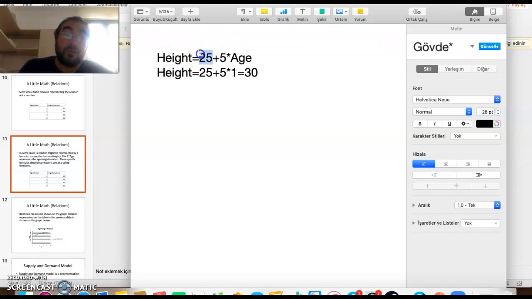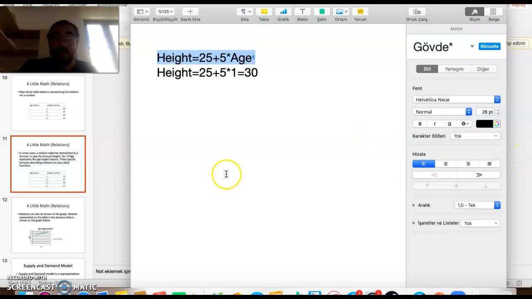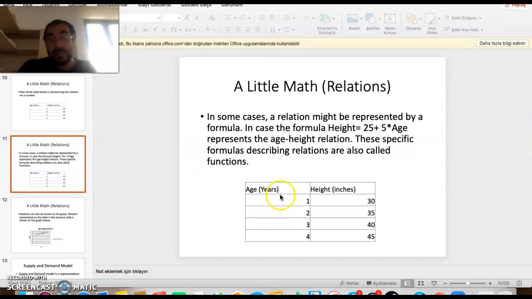So this whole formula, and the first row, is the relation in this case. The relation in the table is expressed in a formula. This relation in the formula can also be expressed in a table like this. When you look at how this table connects the ages to the heights, it's the same as the way this formula connects ages to the heights.